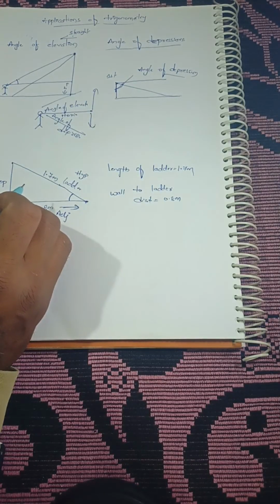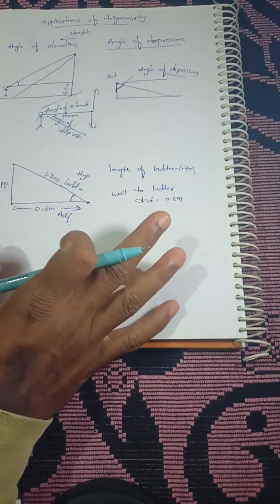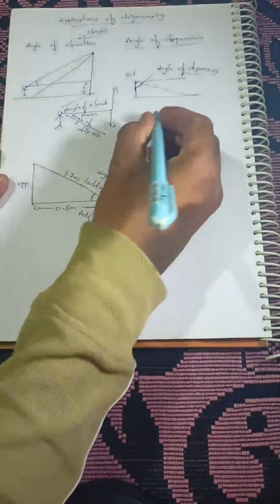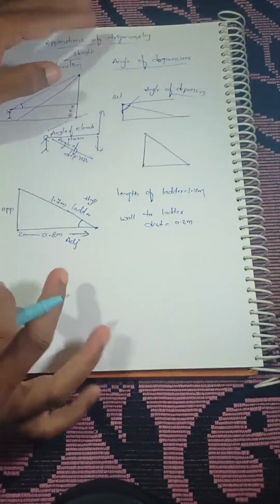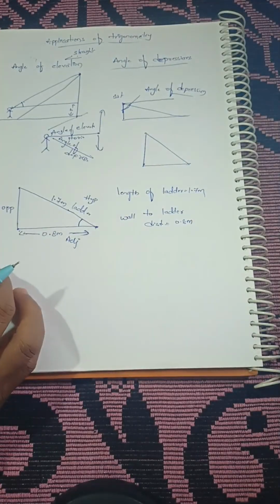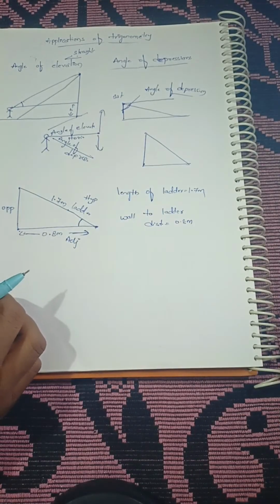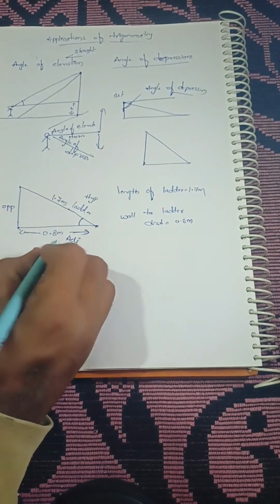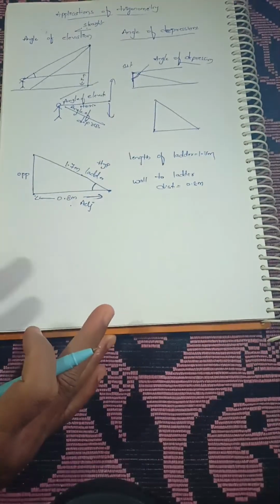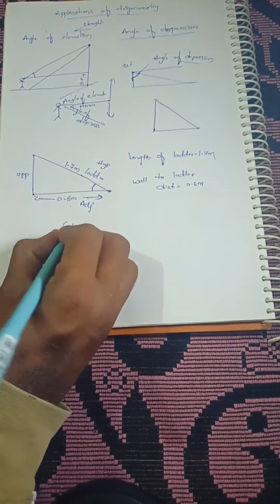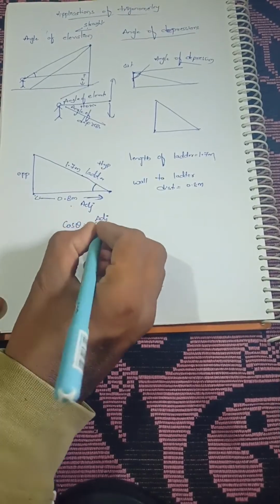Now see, in applications of trigonometry, the most important thing is that we are going to use a right angled triangle. First thing we have to remember is we are going to use a right angled triangle for all the problems in applications of trigonometry. It depends upon the hypotenuse, the adjacent side, and the opposite side. Now see, here adjacent and hypotenuse are given. According to ratios, cos theta is equal to adjacent side by hypotenuse.